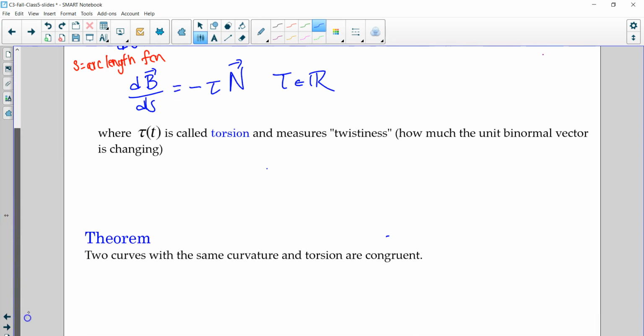There is also a very nice theorem, and the textbook has it in a huge giant paragraph, and I've summarized it here in a sentence. The idea of it is that if we have two curves and they have the same curvature and torsion, then the curves themselves are congruent. So they might be in different arrangements or whatever, but if we line them up, they would be exactly the same. Okay, and that's really it for this video.